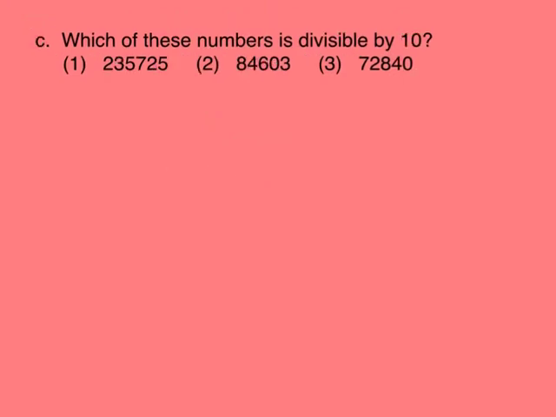Alright, let's go on to number 3, practice problem C. Alright, this one's even easier. Which of these numbers is divisible by 10? The rule says it has to end in a 0, so that lets out this, it lets out this, but it includes this. So the answer to this one is just choice number 3.